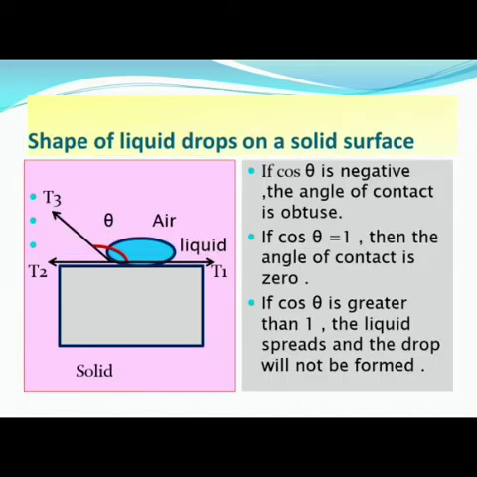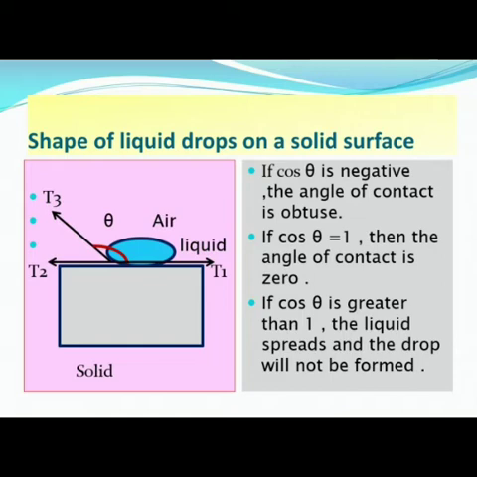Let us cite another example, which is the shape of the liquid drops on a solid surface. Here you could see that there is a small drop which is formed and the angle of contact is obtuse in nature. So when I take all the tensions, that is T1, T2 and T3 along the different interfaces, I can take that if cos theta is negative, that is the angle of contact is obtuse, my cos theta becomes 1, and then the angle of contact when I take up another example, it becomes 0.